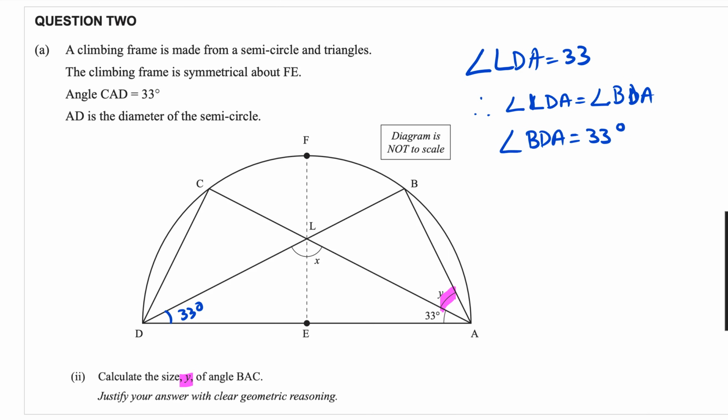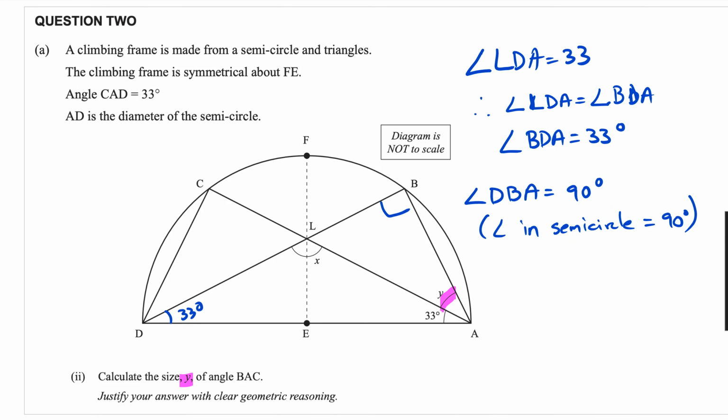And because angle BDA equals 33 degrees, our next thing that we need to figure out is angle DBA, which is that one. So angle DBA is equal to 90 degrees because it's angle in a semicircle, equals 90 degrees. And then once we do that, we can work out what angle BAD is.